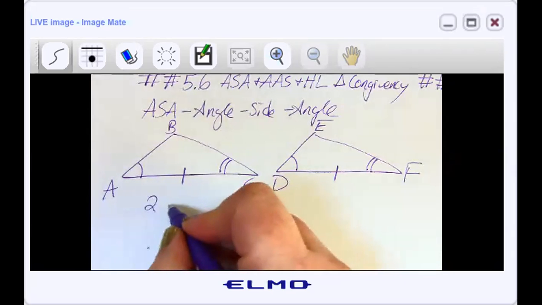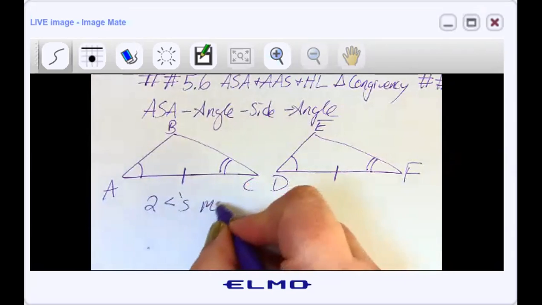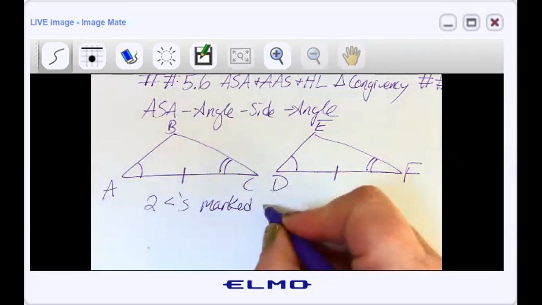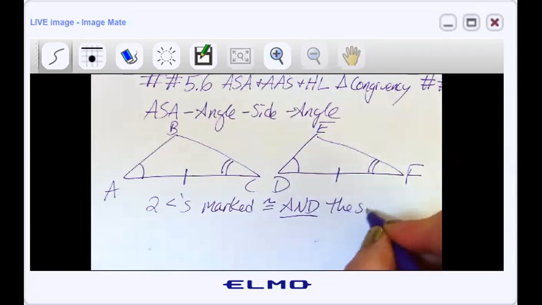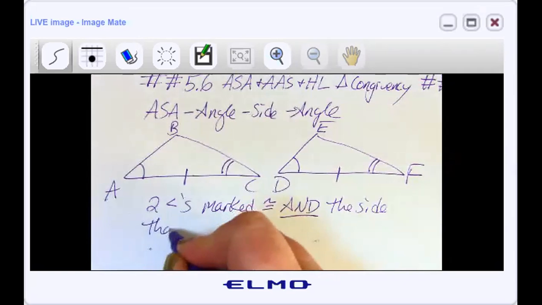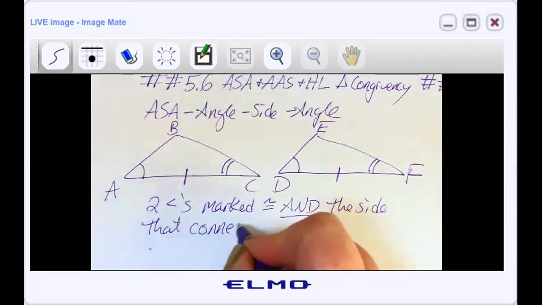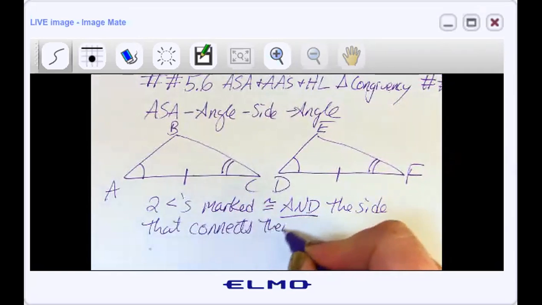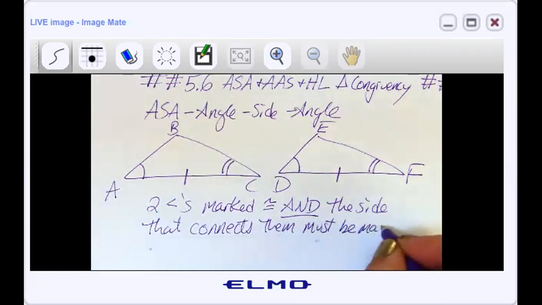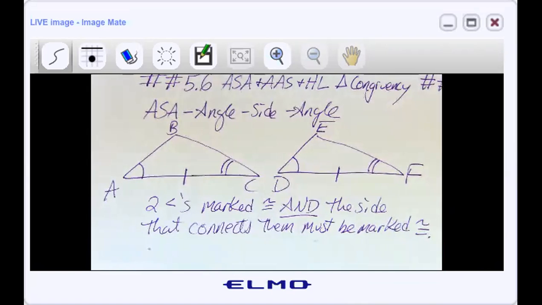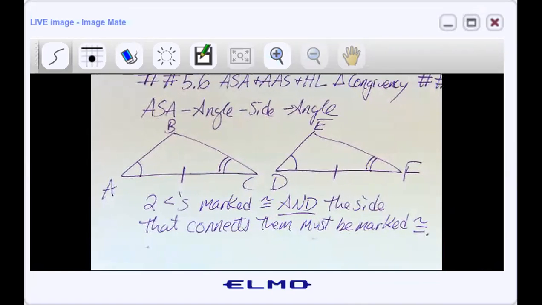So I'll even put that in words. Two angles marked congruent and the side that connects them must be marked. All right, so there's my three pieces: two angles plus the side that connects them. And that gets me angle, side, angle.